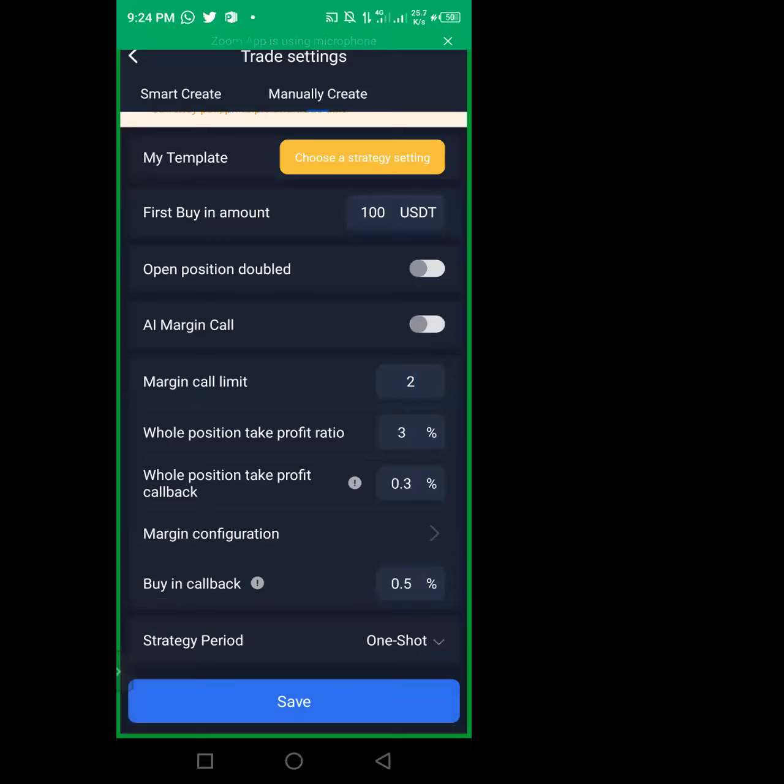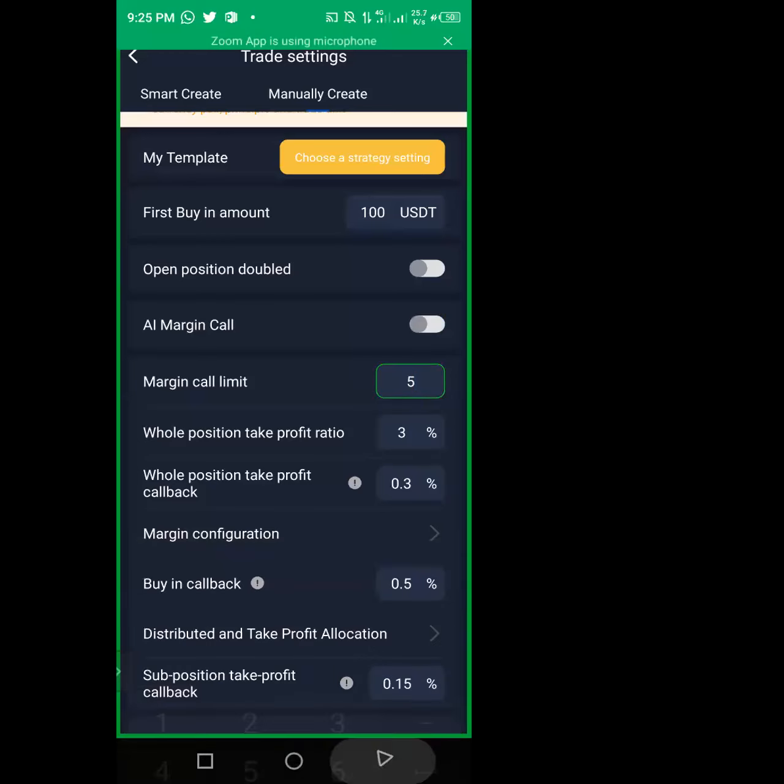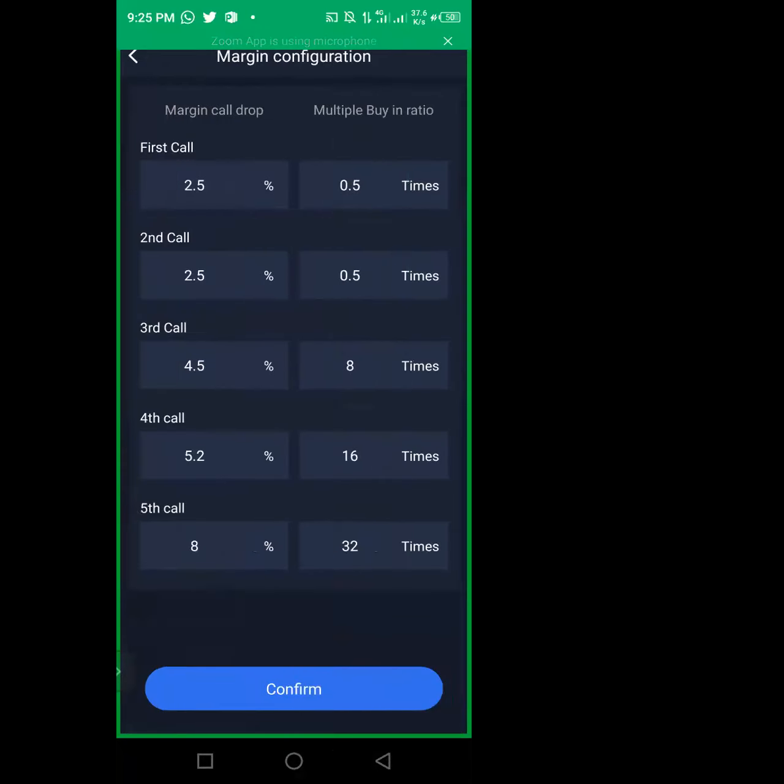Okay, so let me say we use 5, and we have $100 that we want to share into this margin. On the left-hand side in the margin configuration, we have the margin call drop. When I explained margin calls, I told you that there are sets of buy instructions given to the robot to buy at reduced prices when the coin is going down. So we have the first call, the second call, the third call, the fourth call, the fifth call.